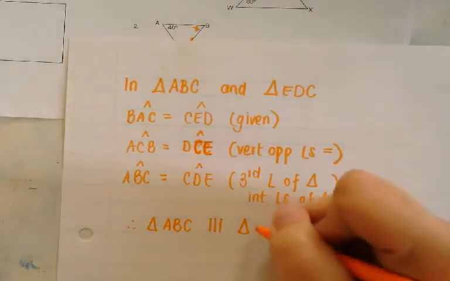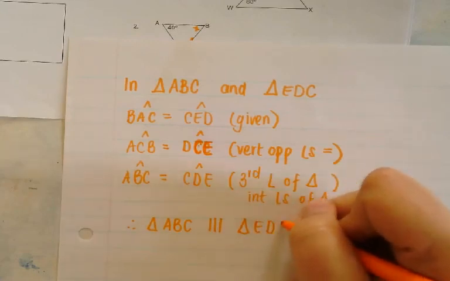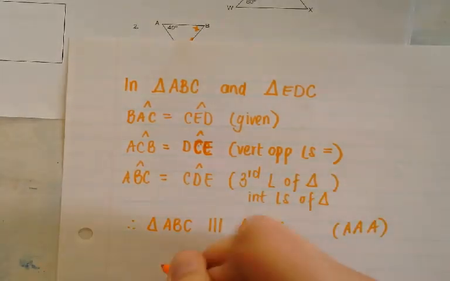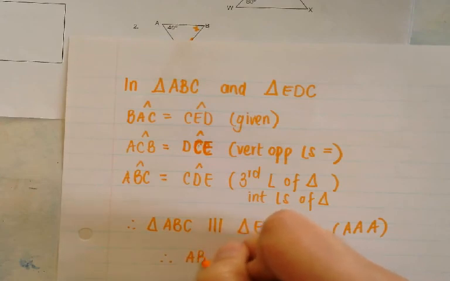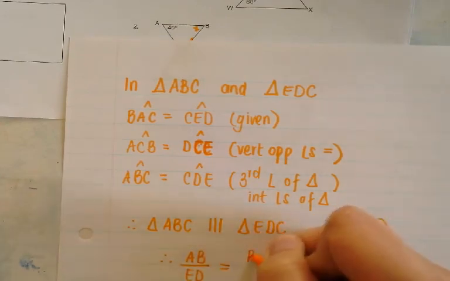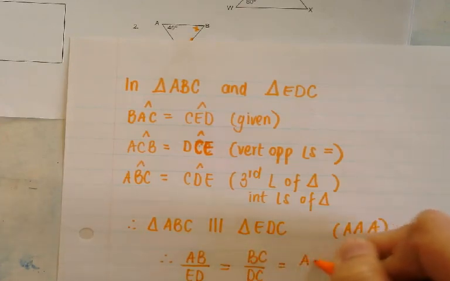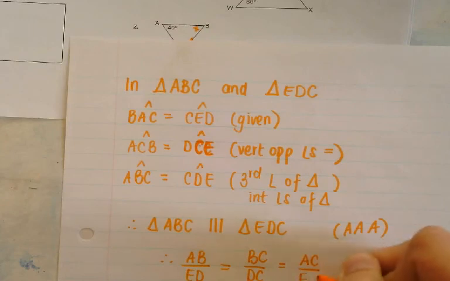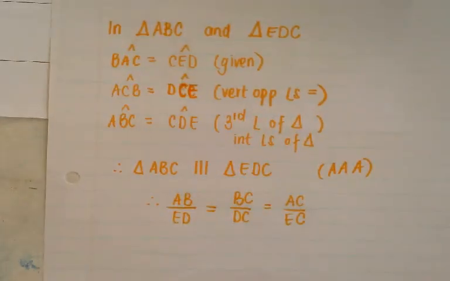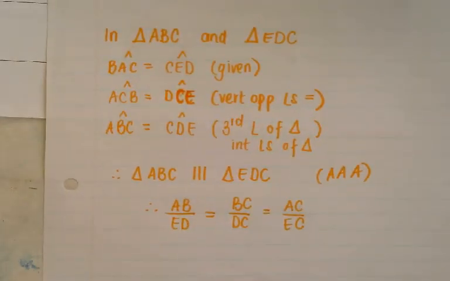So just writing it here as well. And the last thing we do is match the sides. Therefore, AB divided by ED is equal to BC divided by DC is equal to AC divided by EC. So that is what a perfect answer would look like. Once you have copied everything down, you may then pack up.